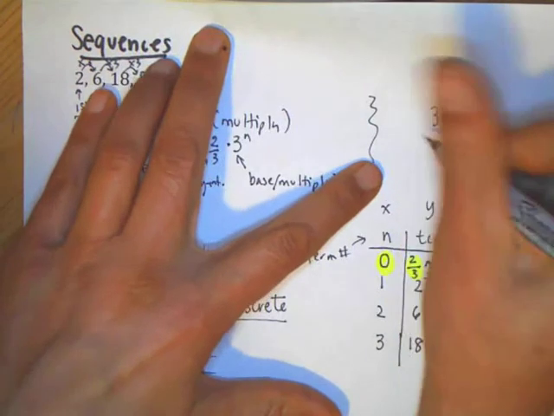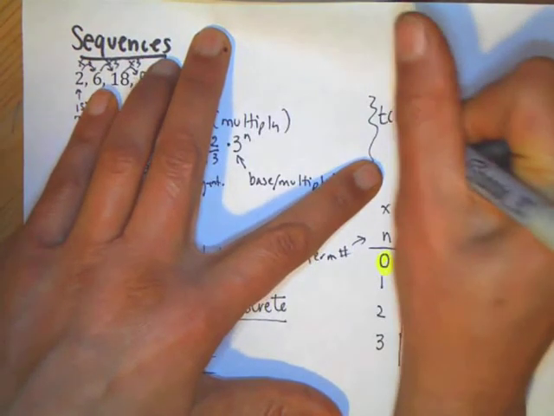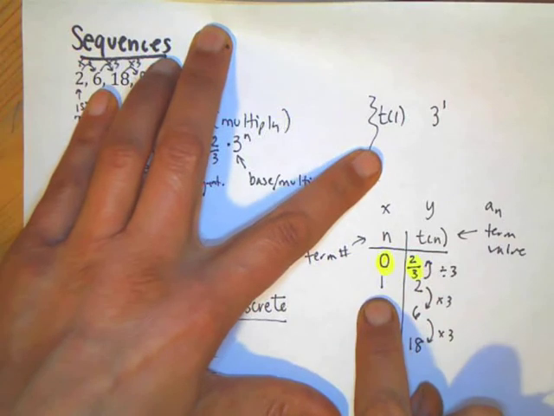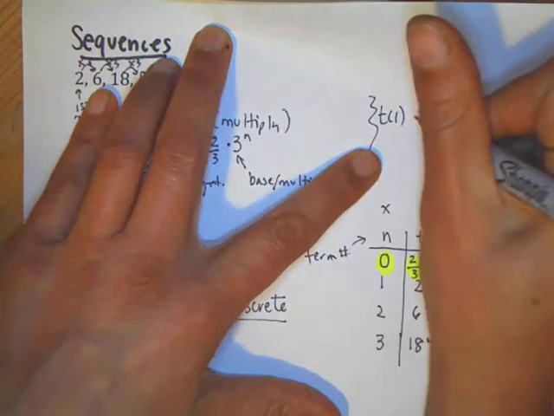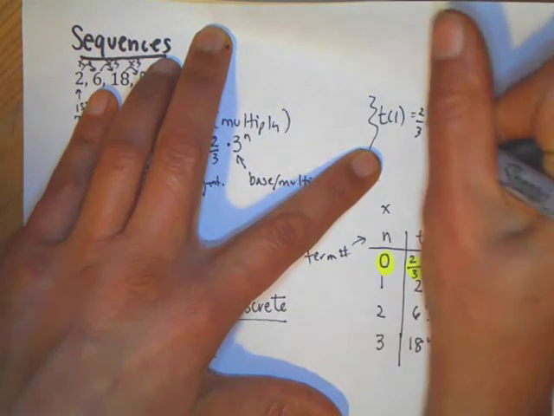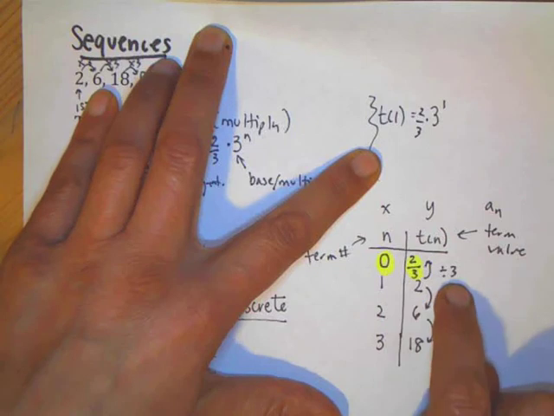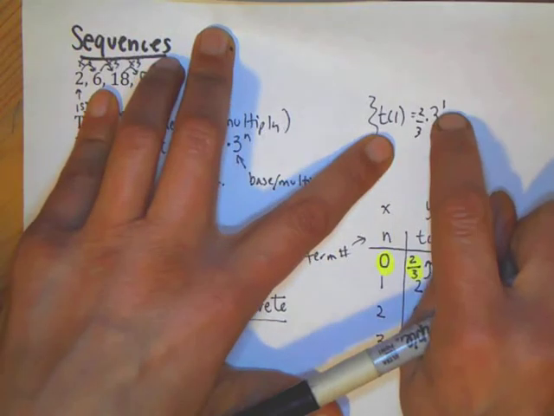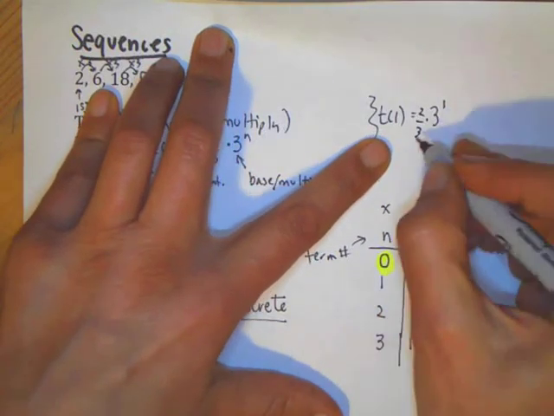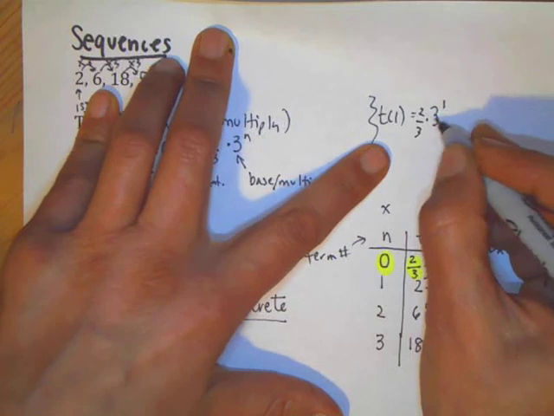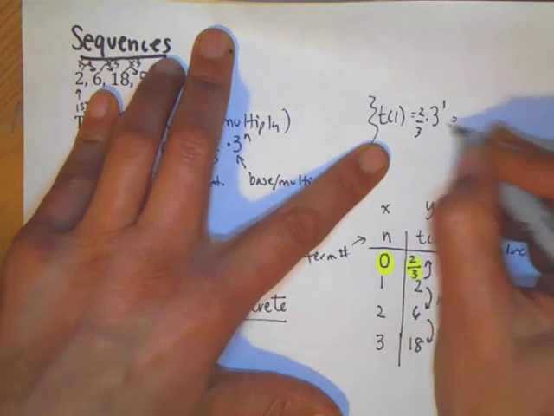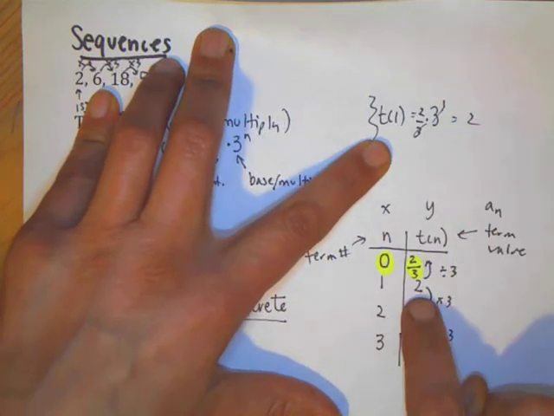So let's put this in here. We're saying t of 1 is equal to 2/3 times 3 to the first power, because this is the n. So 3 to the first power is 3. 2/3 of 3 is 2. So t to the first power is 2.